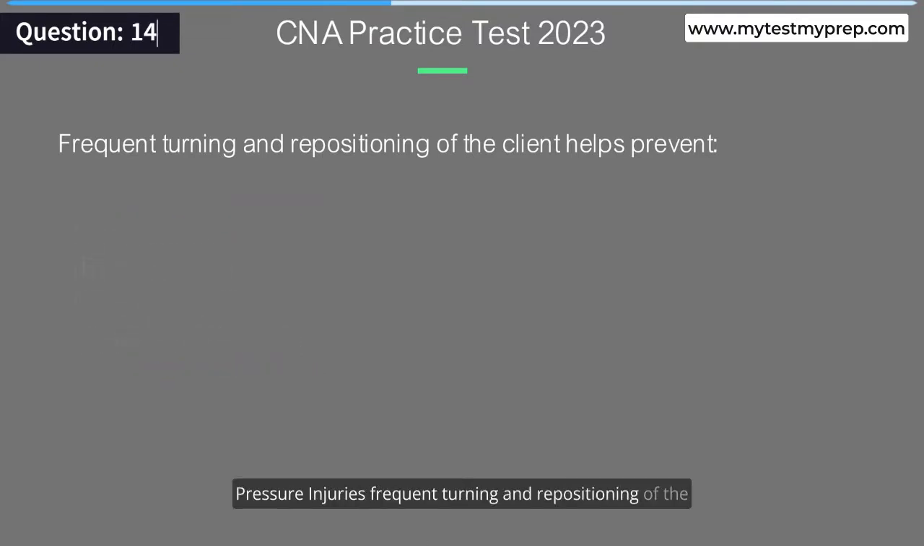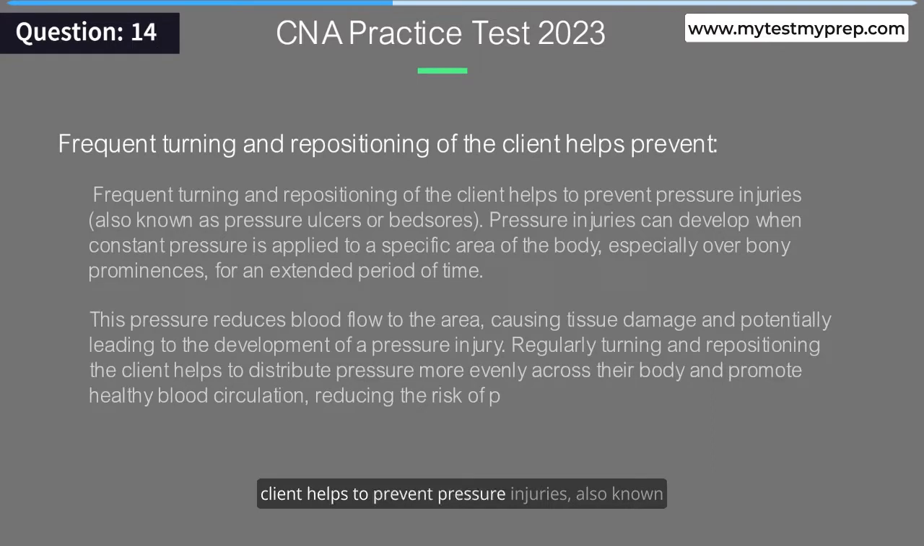Frequent turning and repositioning of the client helps to prevent pressure injuries, also known as pressure ulcers or bed sores. Pressure injuries can develop when constant pressure is applied to a specific area of the body, especially over bony prominences, for an extended period of time. This pressure reduces blood flow to the area, causing tissue damage and potentially leading to the development of a pressure injury. Regularly turning and repositioning the client helps to distribute pressure more evenly across their body and promote healthy blood circulation, reducing the risk of pressure injuries.